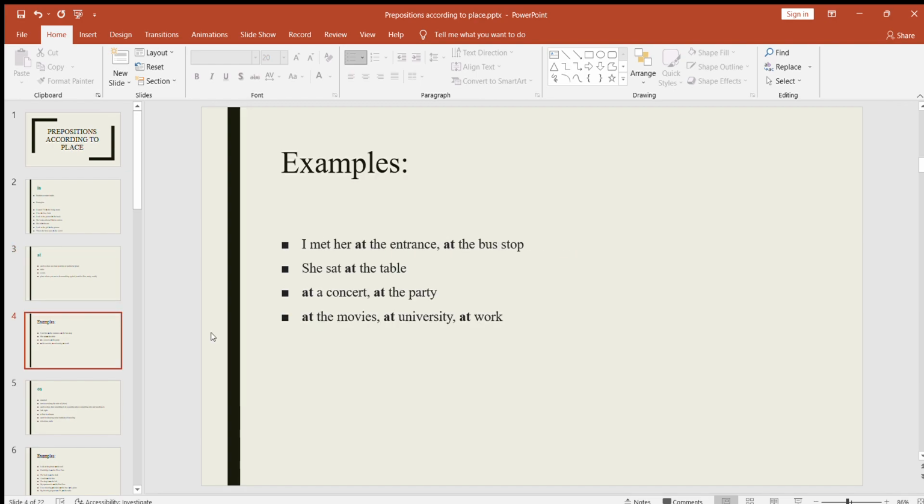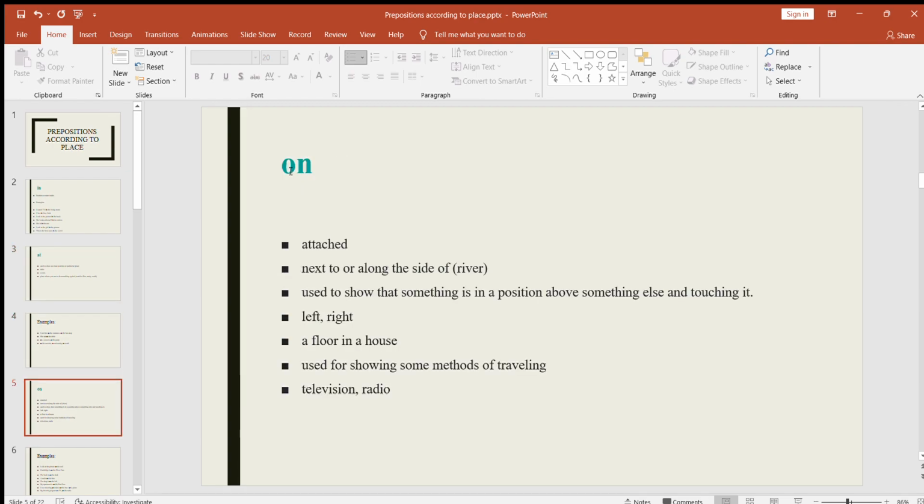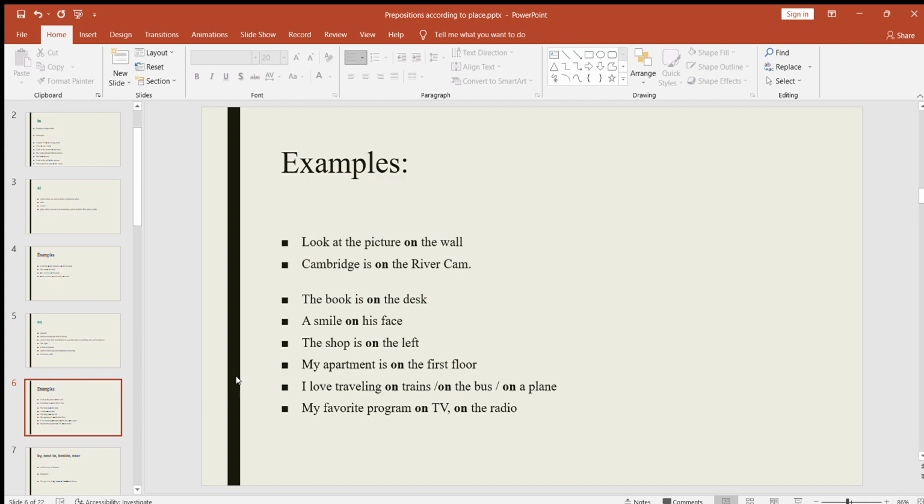Okay, now let's move on to the next one: "on". The first use is attached. Next one, next to or along the side of a river. It is used to show that something is in a position above something else and touching it. Then left or right, a floor in a house, used for showing some methods of traveling, and television and radio. Now let's look at the first example.